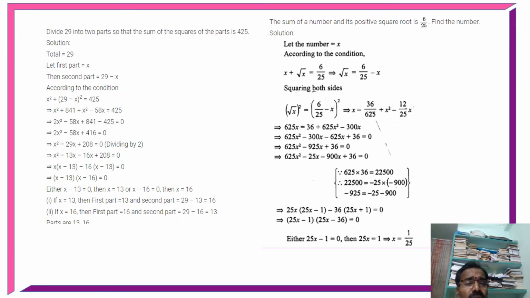Again, one more word problem is given. Whenever you are solving a word problem, please be a little careful, students. Please solve it properly, or else it is difficult to answer. Divide 29 into two parts such that the sum of squares of the parts is 425.